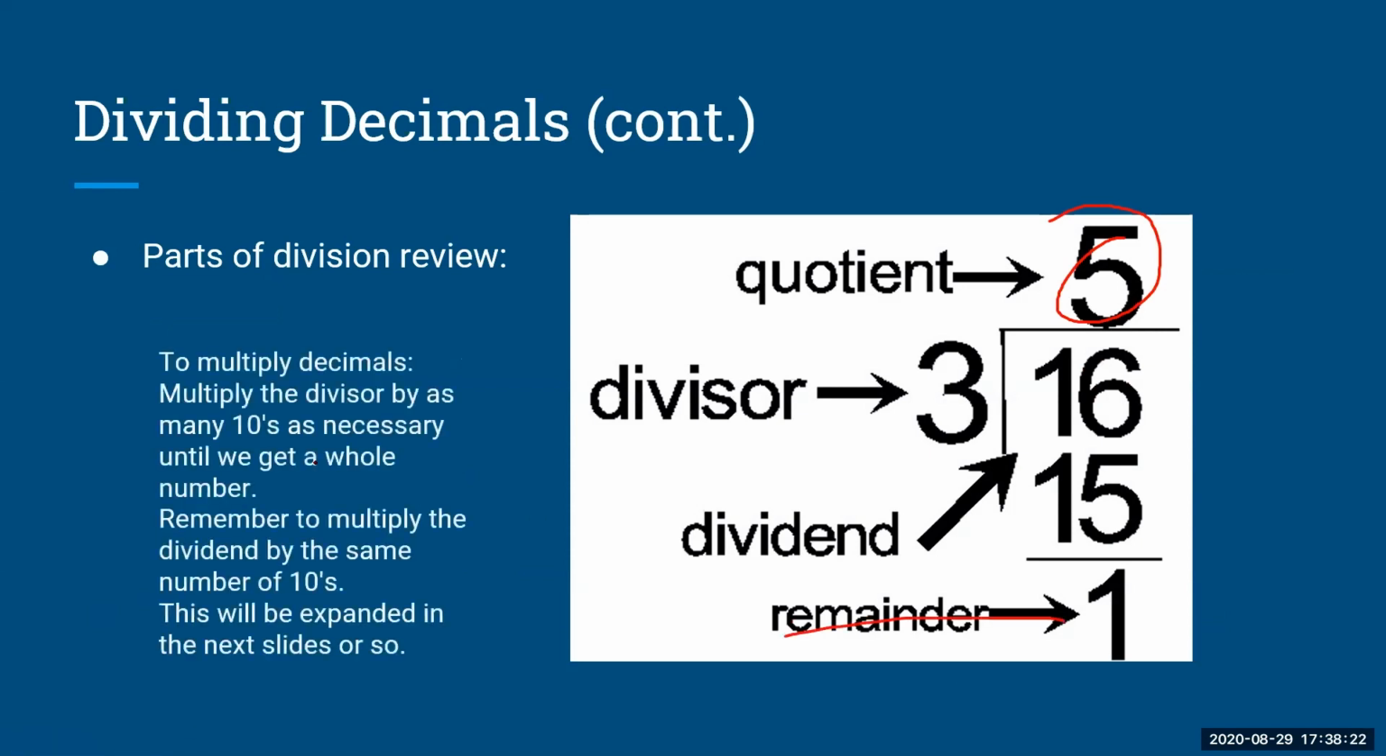All right, so to divide decimals, you multiply the divisor by as many tens as necessary, which is basically just moving the decimal point until you get a whole number for your divisor. Remember to also multiply the dividend by the same amount of tens. However many decimal places you move your divisor, you do the same thing to your dividend. Why? So you keep the equation the same.